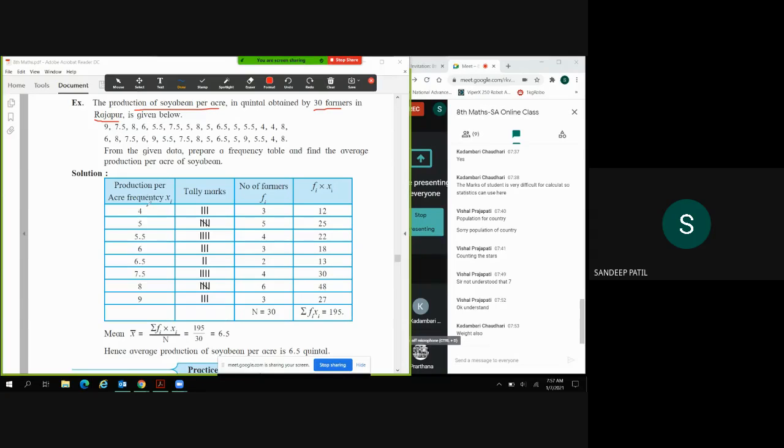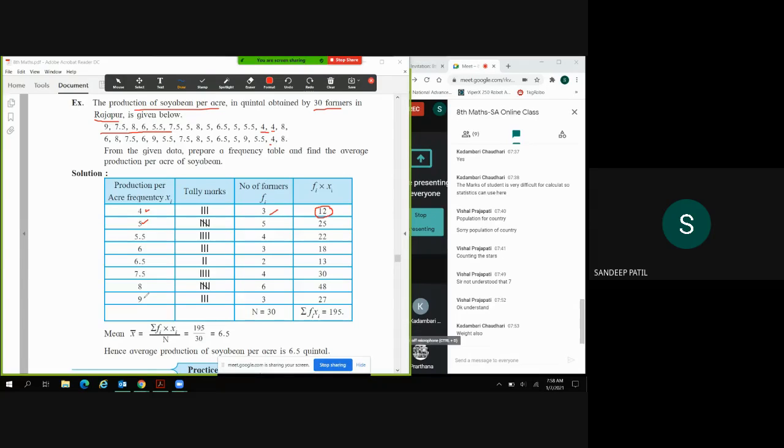So first thing, we know that we have to put it in the table, like 4. First is 4. There are 3. We know 3. So number of farmers is 3, and we can do the multiplication here. 3 into 4. Similarly, there is 5. So why have they not taken 4.5? Because there is no 4.5 in this data. Okay, so 4, 5.5, 6, 6.5, 7.5, 8, 9.